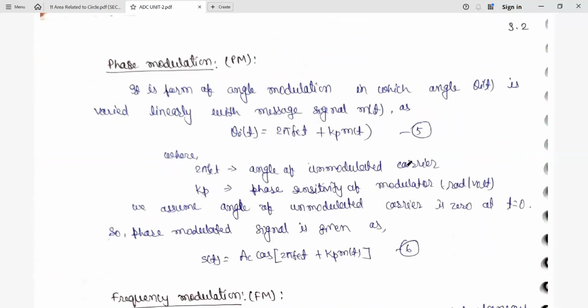So let's see first about phase modulation. Any doubt, you can write in the comment box.